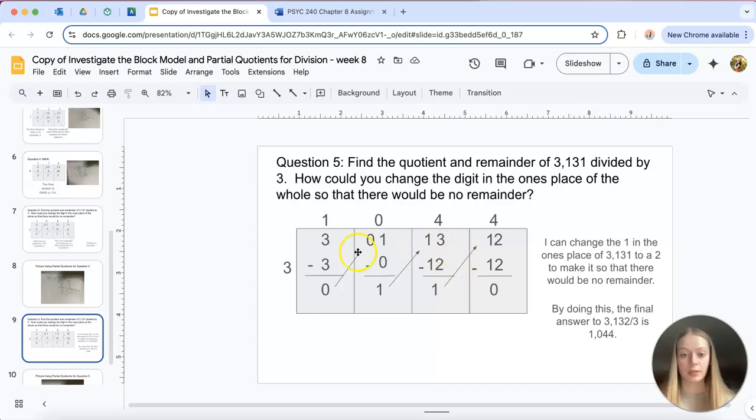Then this works out beautifully because 3 goes into 12 exactly 4 times. 4 times 3 is 12. Get a 0, so there is no remainder. So by doing this, our final answer to 3,132 divided by 3 is 1,044.